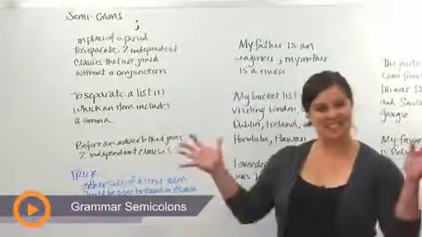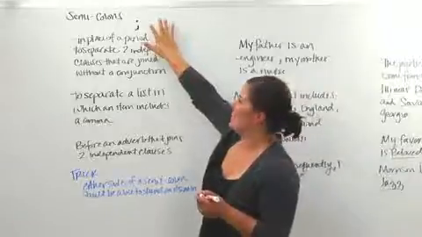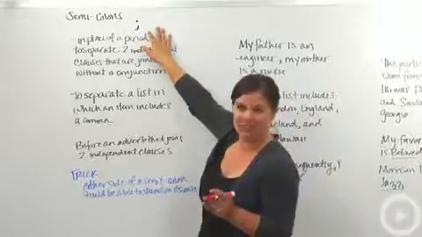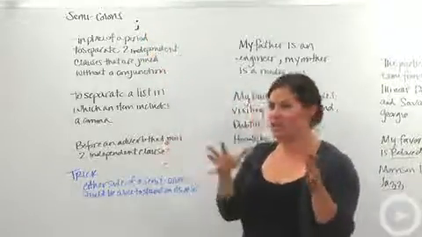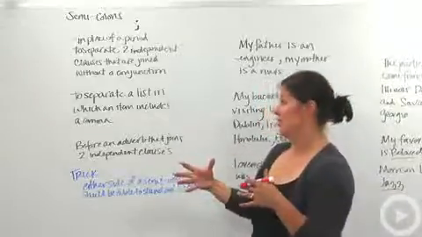Let's talk about semicolons. Semicolons are that one punctuation mark that looks like a period with a comma right underneath it, and oftentimes it's used confusedly. So let's talk about the rules that govern when we use a semicolon.